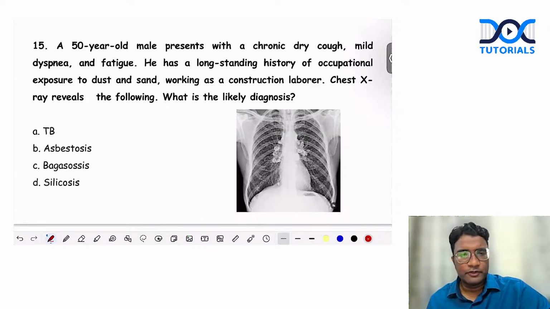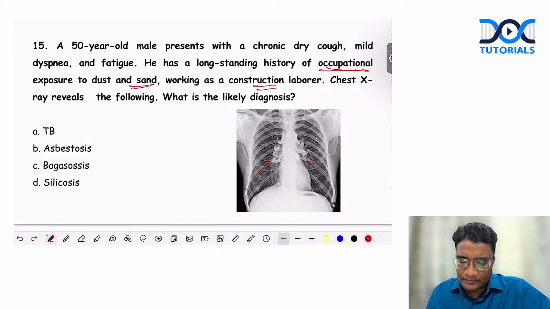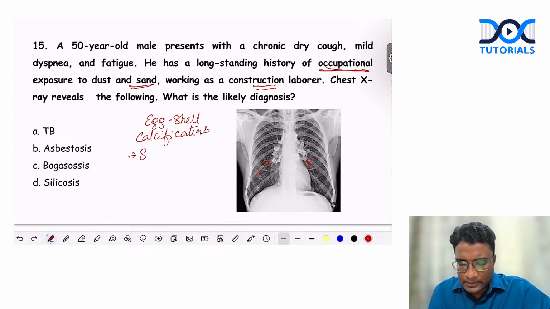And what did you write for this? A person who had an occupational exposure to sand, working as a construction worker, developed a chronic dry cough, and the radiograph was given. What did the radiograph show? Classic eggshell calcifications. And we learn in our classes, eggshell calcifications are seen in what? Silicosis, sarcoidosis also.